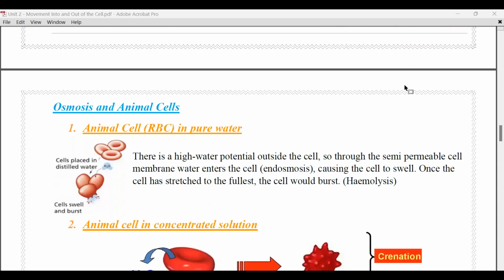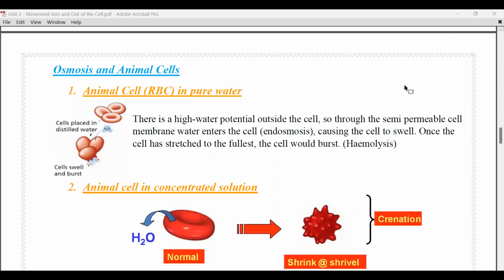Here again, we would be explaining osmosis under two different conditions, which are osmosis in animal cells and osmosis in plant cells. When considering animal cells and osmosis, first we will be talking about animal cells in pure water. So as you would know, when you place an animal cell in pure water, there would be a higher water potential outside the cell and a lower water potential inside the cell.